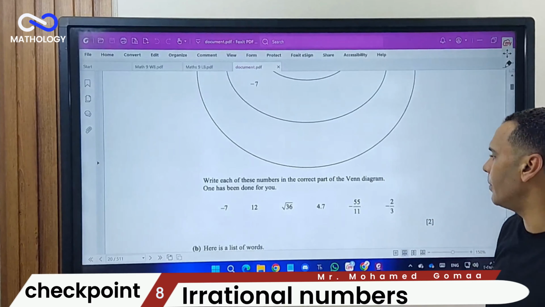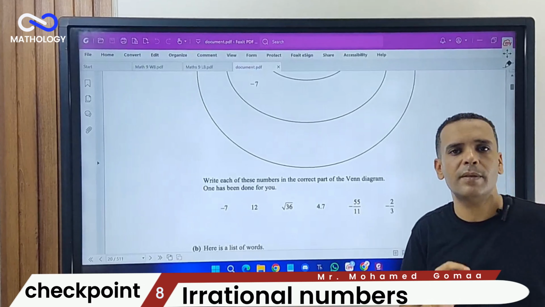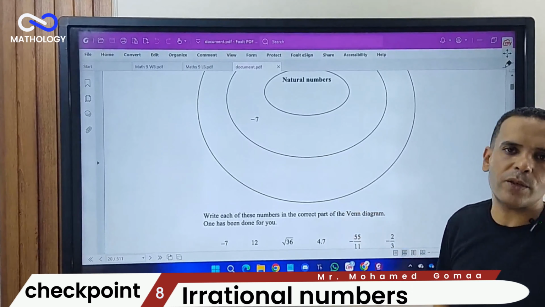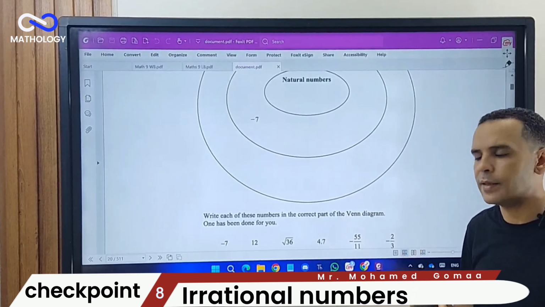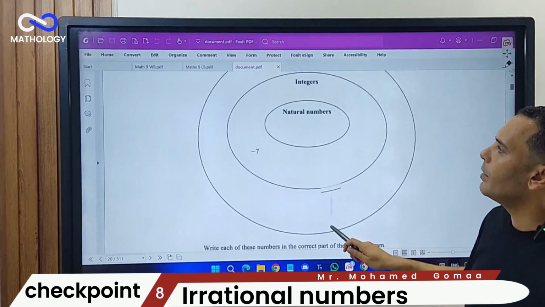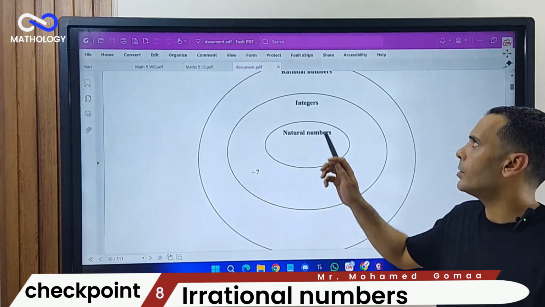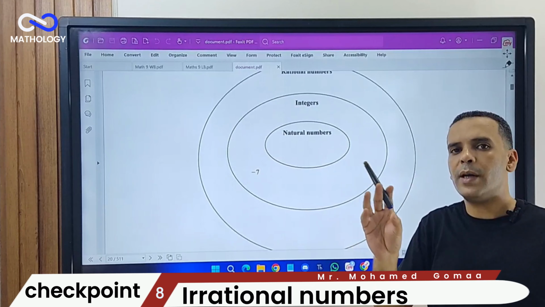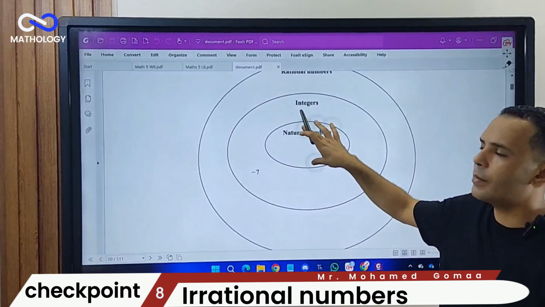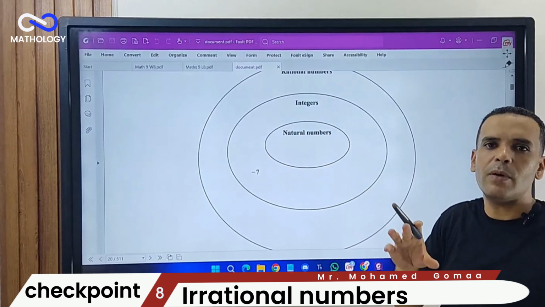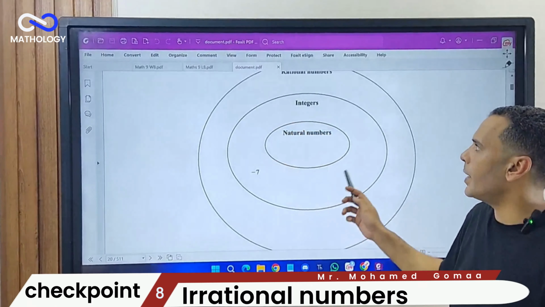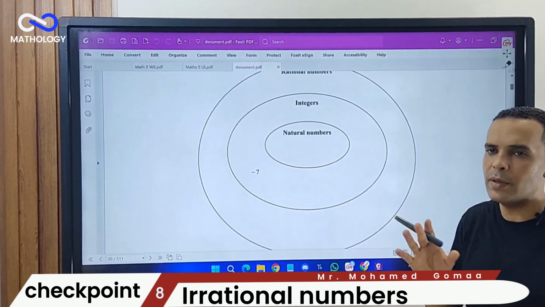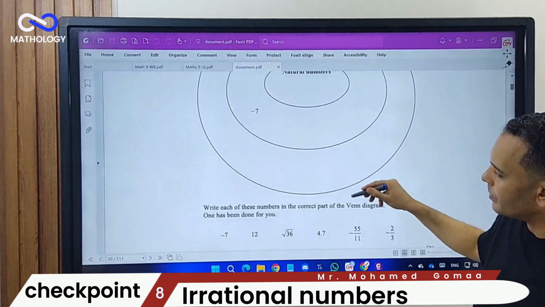Negative 55 over 11, in its simplest form, equals negative 5. This is a negative number, so put it in the integers. Negative 2 over 3 is a fraction, not whole, so put it in the rational. If you have a positive whole number, put it in the natural numbers. If you have a negative whole number, put it in the integers. If you have a fraction or decimal that is not whole, put it in the rational numbers.